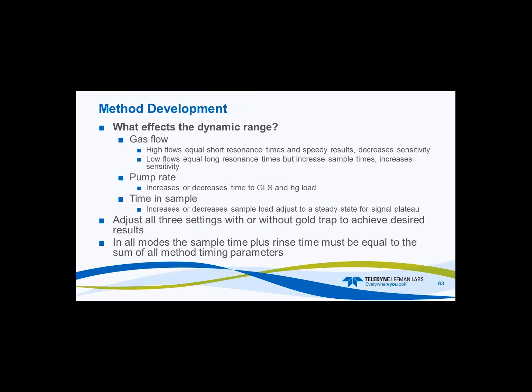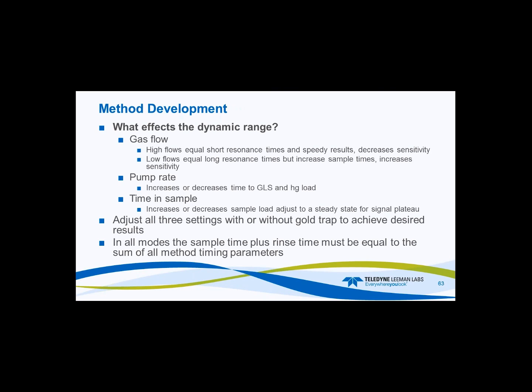Pump rate increases or decreases the time to the GLS and mercury load onto the gold traps. And then time in sample will increase or decrease the sample load, and you adjust that to hit a steady state if you're running non-gold trap for the signal plateau. So those are basically the functions that you can use straight away when you're working with method development: gas flow, pump rate, and time in sample.